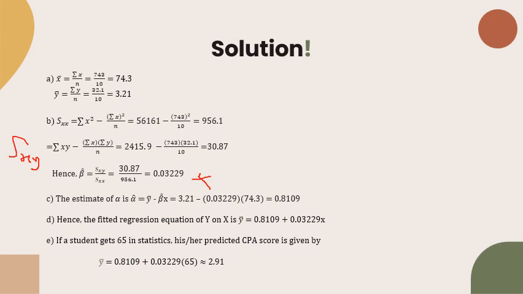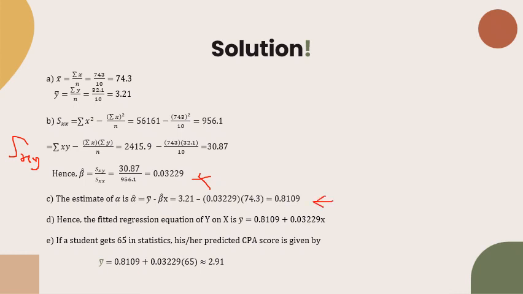Okay, and then for C, we need to determine the estimate of alpha. Therefore, alpha hat is equal to y bar minus beta hat times x bar. So we will get 3.21 minus 0.03229 times 74.3, which is equal to 0.8109. So the value of alpha hat is equal to 0.8109.